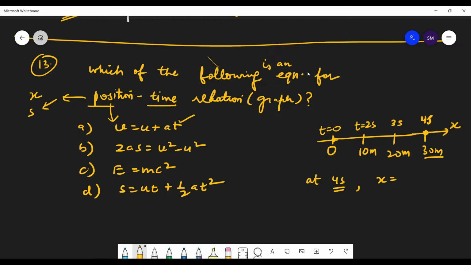So students, when time t is equal to 0, I was at the origin. When time t is equal to 2 seconds, I was at 10 meters. When time t is equal to 3 seconds, I was at 20 meters. And when time is 4 seconds, I was at 30 meters from the origin. So tell me, when the time is 4 seconds, what's my position?